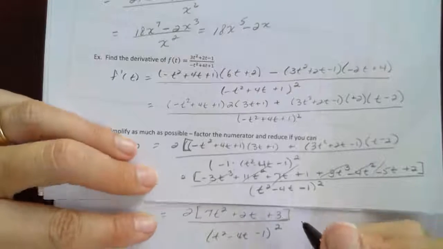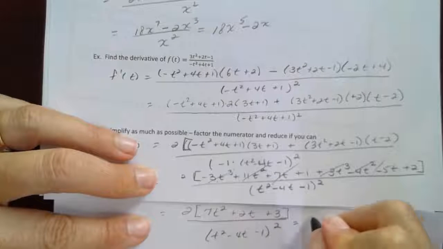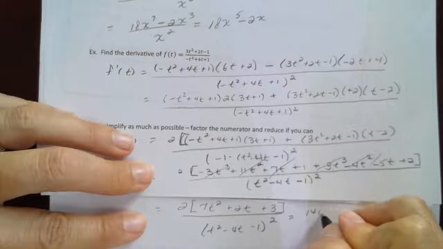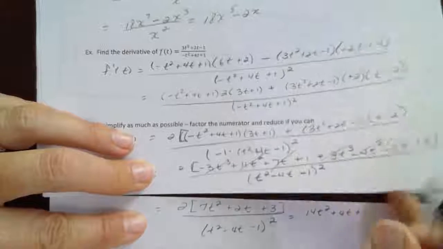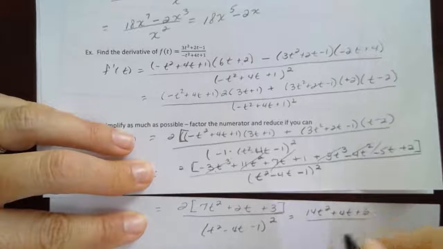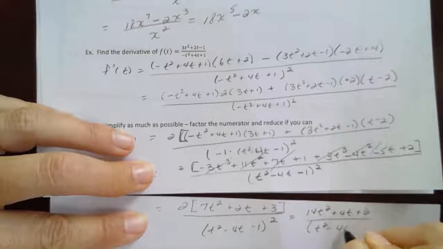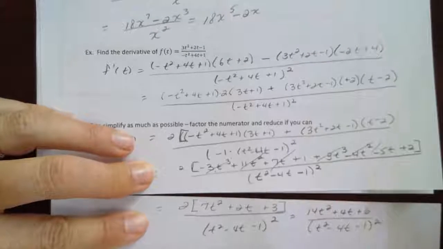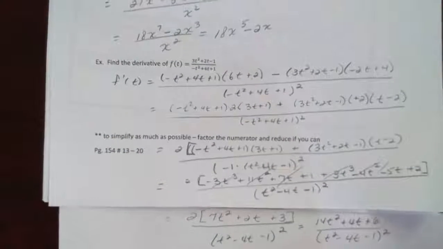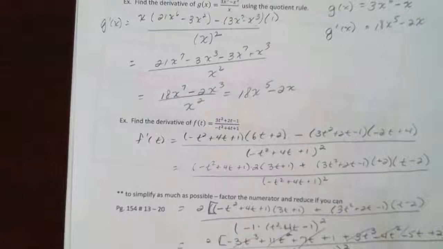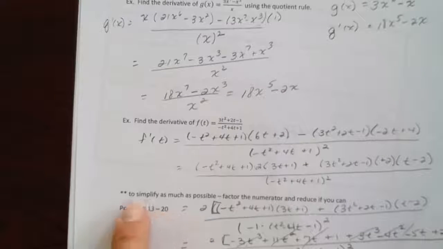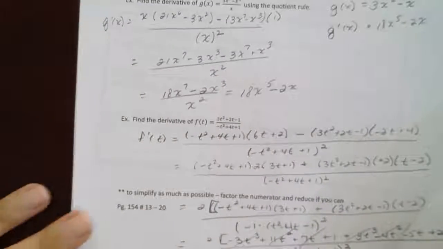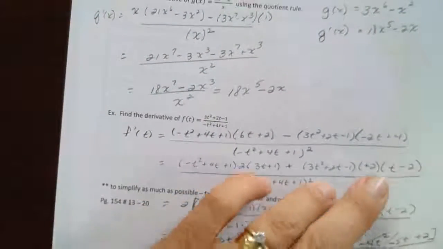And at this point you can leave it like this, or if you choose to distribute, that will be 14t squared plus 4t plus 6, all over t squared minus 4t minus 1 quantity squared. Problems like this will be on page 154, numbers 13 through 20. Again, to simplify as much as possible, factor your numerator and reduce if you can. We tried. There was nothing we could cancel with our denominator, but at least we got our numerator as condensed as possible.